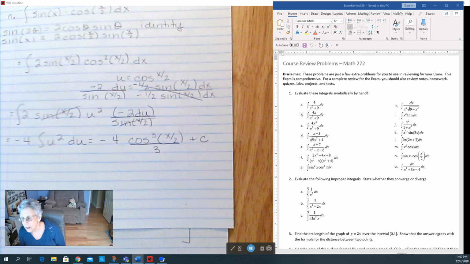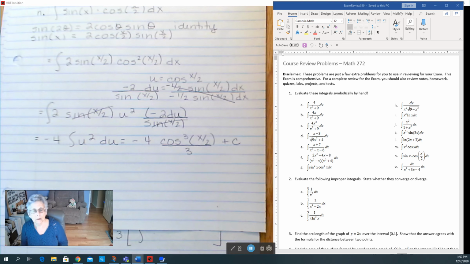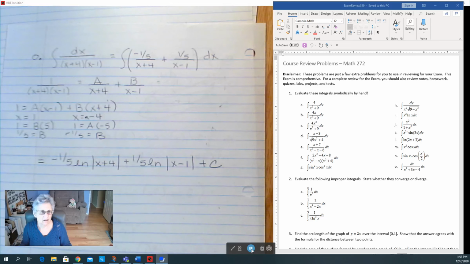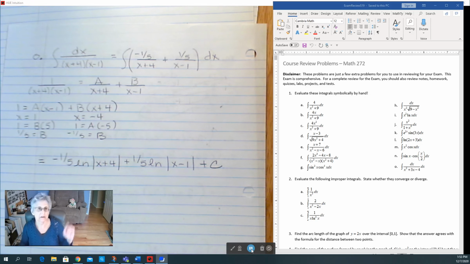O looks like a very simple partial fraction decomposition. So I'll do that. We'll meet back here and compare answers. Oh yeah, that's the problem that you hope to get on test day. Nice and easy. Everything's easy to plug in. So negative 1/5 natural log of x plus 4, 1/5 natural log of x minus 1. Okay, I'll come back and we'll do problem 2 and maybe 3 on the next video.